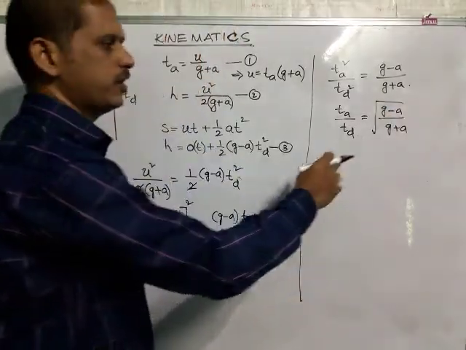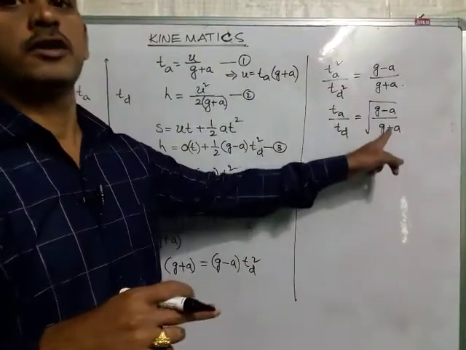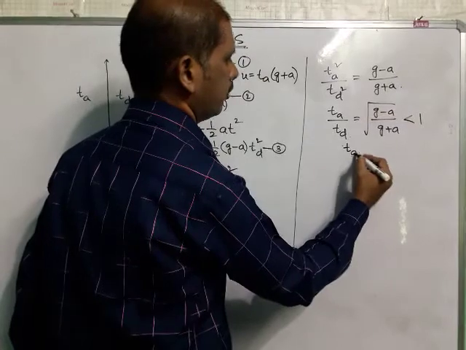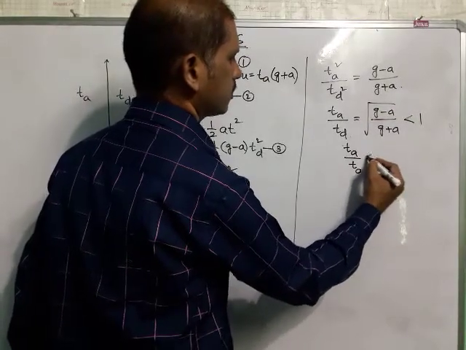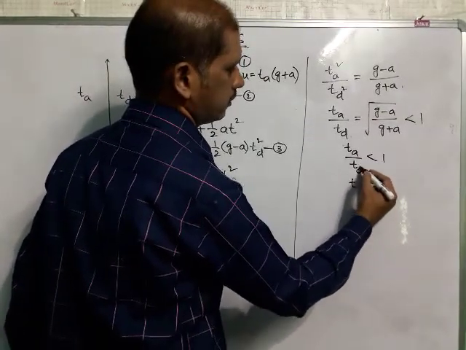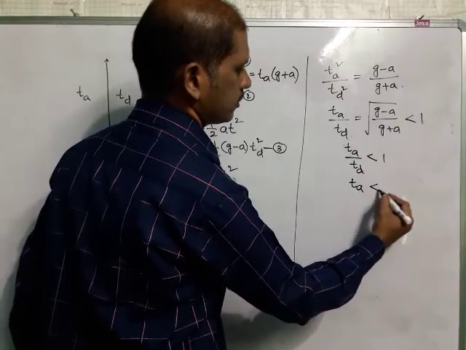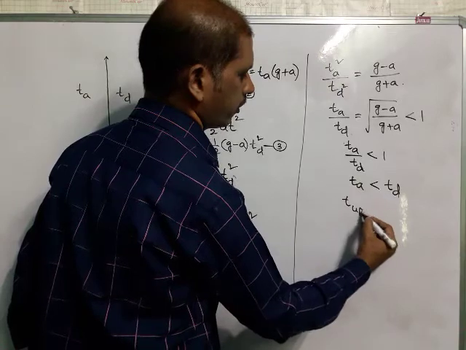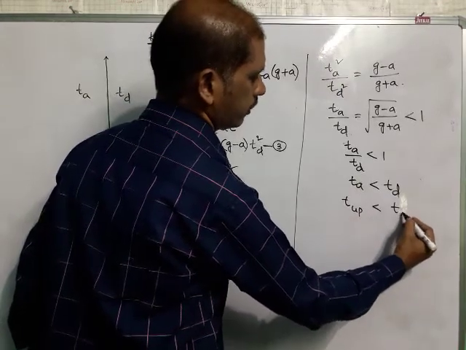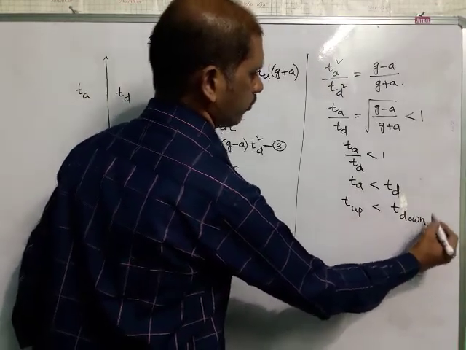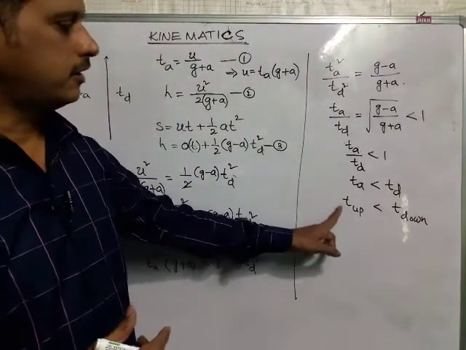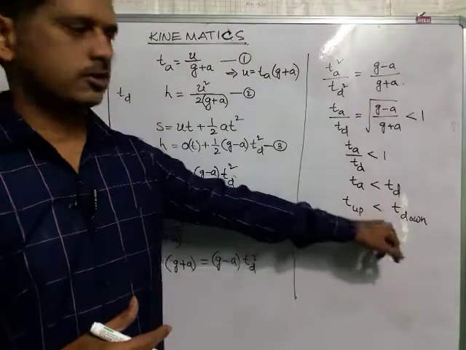If you calculate the value of g minus a by g plus a, you will always get less than 1. So Ta by td is always less than 1. That is nothing but Ta less than Td. Ta, the time for moving upward, is less than the time for moving downward. So when a body is projected upward, the time to reach maximum height is less than the time to return to the ground.